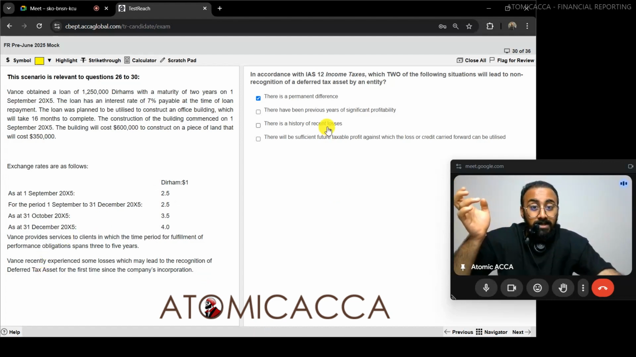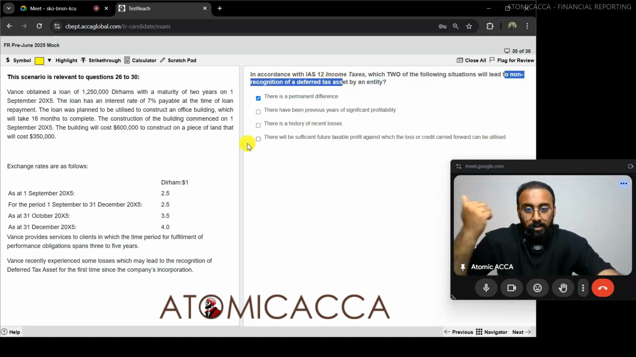There is a history of recent losses. If the company has been making continuous losses in recent years, that is also an indication that in the coming years there's not much chance that you will become very profitable and be able to use these tax losses. That means you cannot create a deferred tax asset. They want non-recognition of the deferred tax asset, so this is also one option.